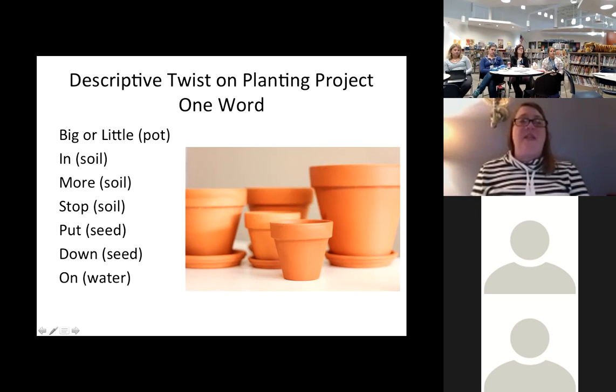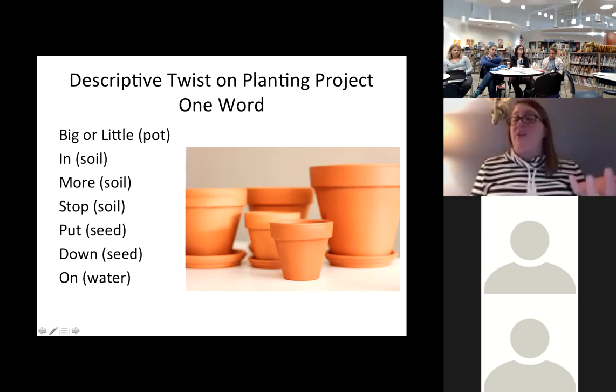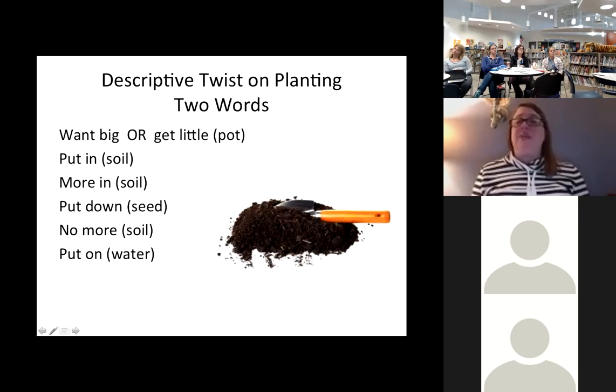And so you can see that in the context of that lesson, there were several more steps, and there was a greater degree of vocabulary usage, but the vocabulary being used was higher frequency. The thing is that we can also expand for our students who can say 2 words. We might hold up the big and little pot and they have to say want big or get little. I hold up the dirt and they say put in or more in or put more in, right? What do we do with the seed? We have to put down or push down or put in. We could get to the top of the thing and they could say no more or stop to put the soil in. And then what do we do with the water? We put on.